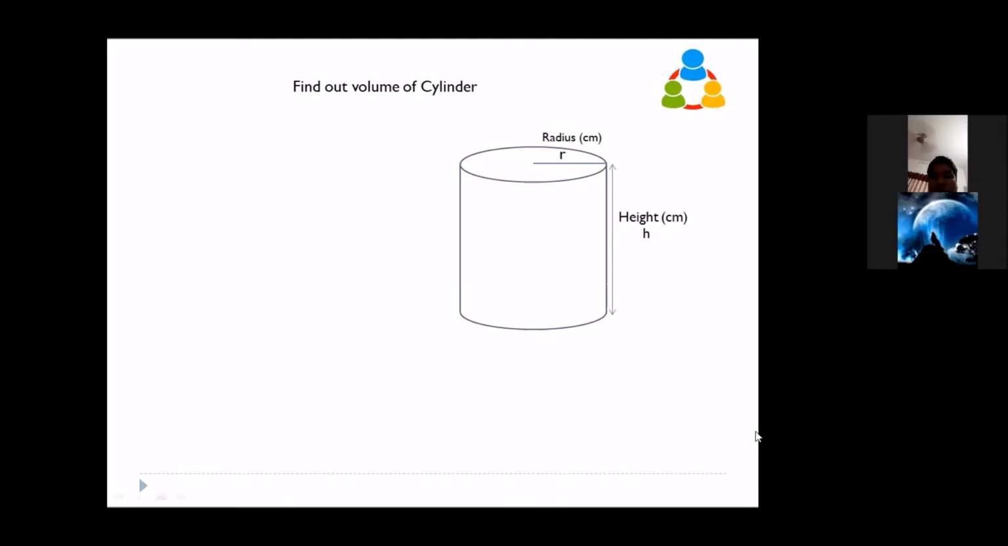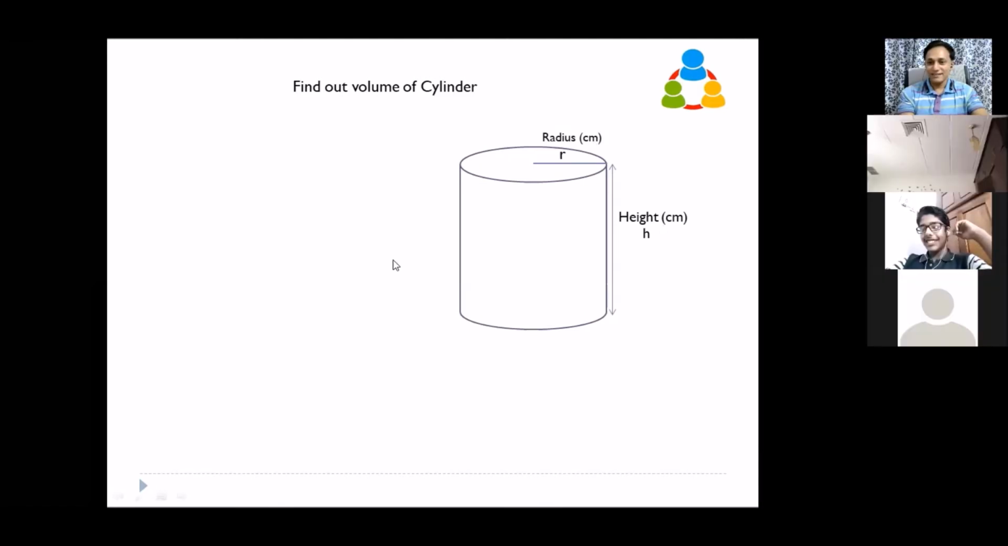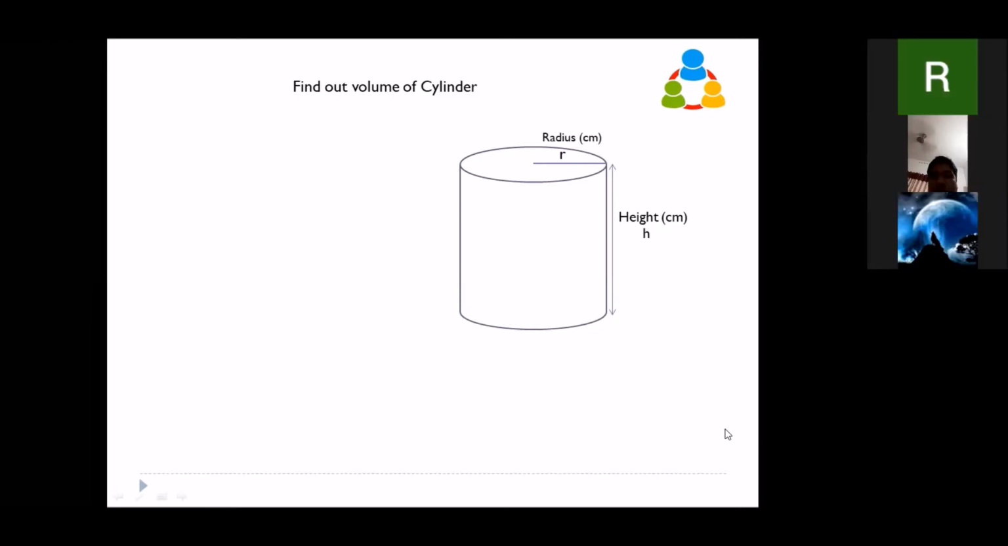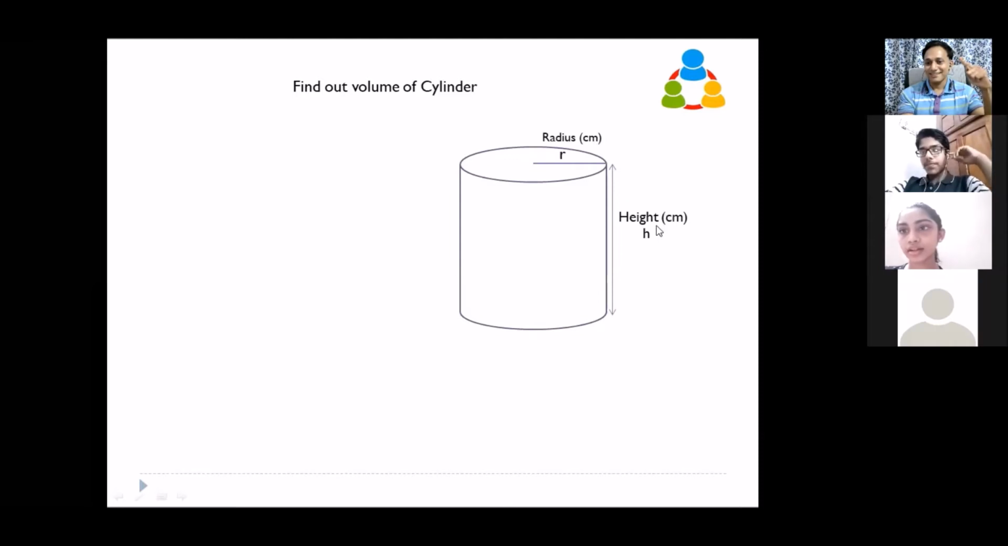So if we find the thickness of the circle and then we multiply it by the height. Thickness of the circle you calculate, or you calculate the area of one circle inside? The area of one circle, sir. Area of one circle, with what thickness? With height, 1 centimeter. 1 centimeter, right? Height is h centimeter. That's what you should understand.